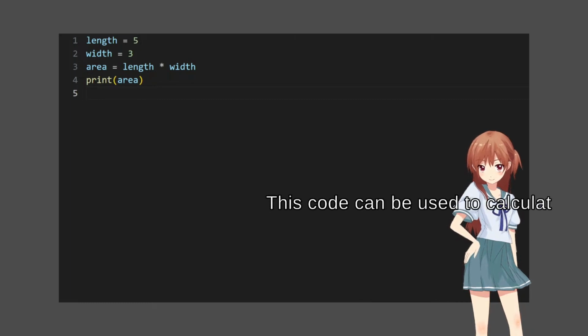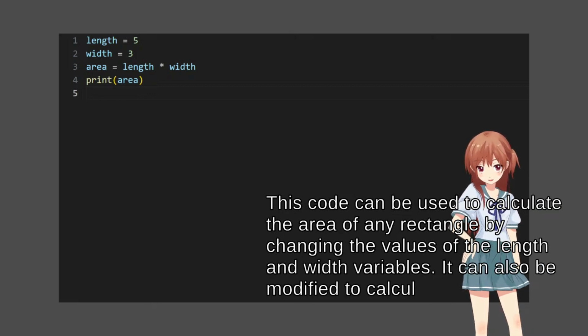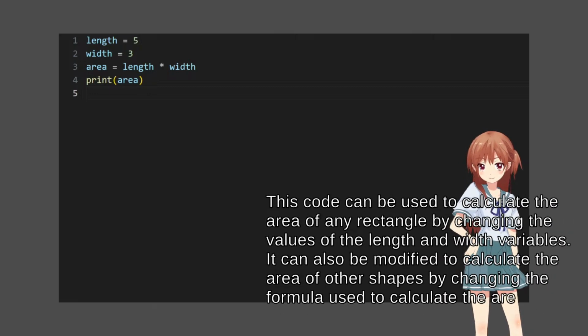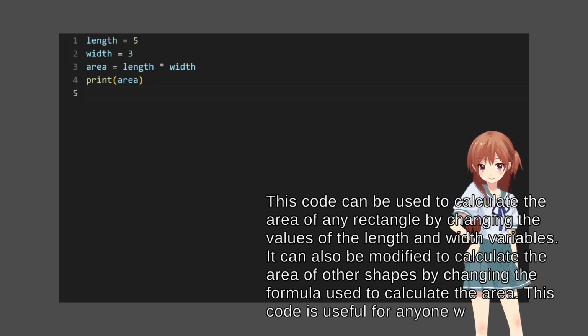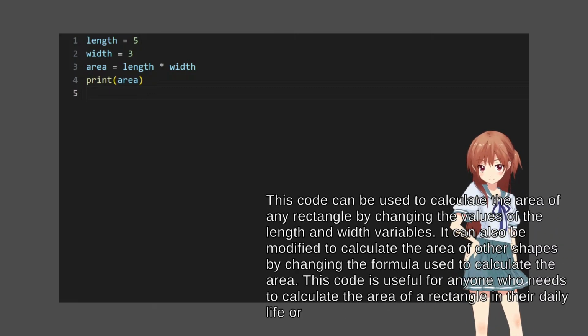This code can be used to calculate the area of any rectangle by changing the values of the length and width variables. It can also be modified to calculate the area of other shapes by changing the formula used to calculate the area. This code is useful for anyone who needs to calculate the area of a rectangle in their daily life or work, such as architects, engineers, or builders.